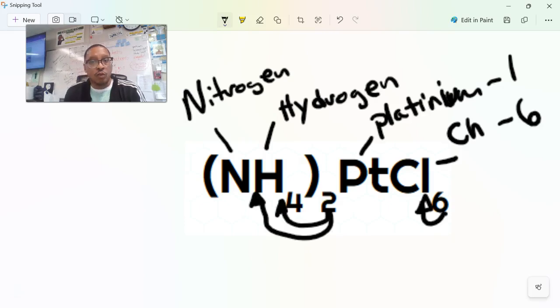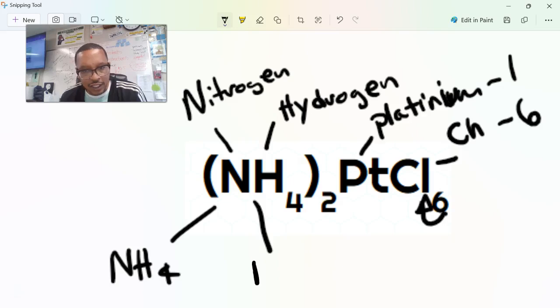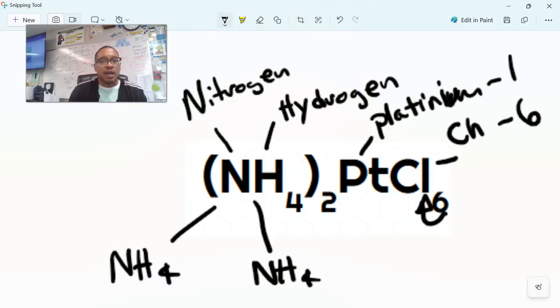Whoops. I'm going to erase that because I think this will make more sense like this. Really what you have is NH4, and then you have a second NH4. Boom. I just wanted to make sure that was clear. So when you have this subscript outside of the parentheses, it's just like distribution. So you end up with two of them.